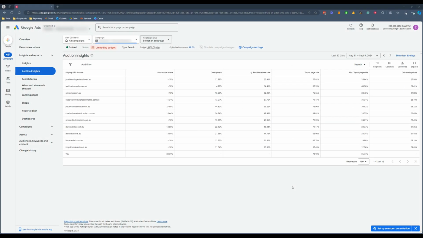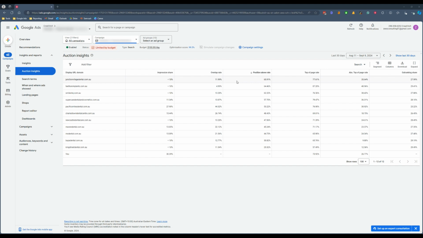Moving on to the position above rate column, as the name suggests, this basically shows you how often your competitors' ads appeared in a higher position than your ad in the search results page. So for example, with this top competitor here, we can see that they have a position above rate of 65.91%. Now, what this means is that when both of our ads were shown at the same time, their ad appeared in a higher position than ours 65% of the time.